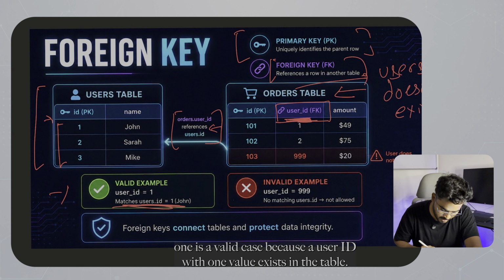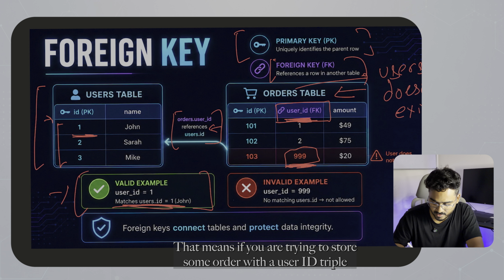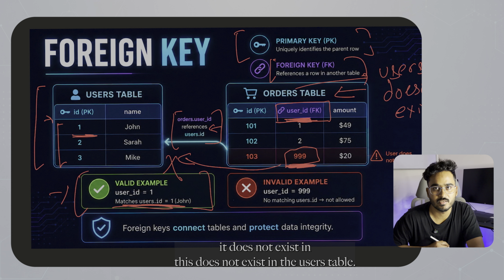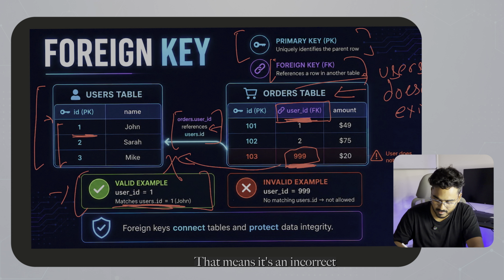But for example, if you start to store invalid values, it will not allow you to store those invalid values if they don't exist in the foreign table. That means if you are trying to store some order with a user ID 999, it does not exist in the users table. That means it's an incorrect order and it will not allow you to store the data.